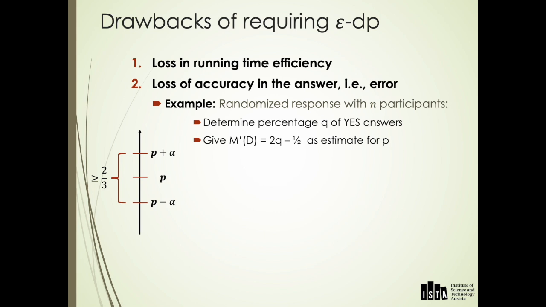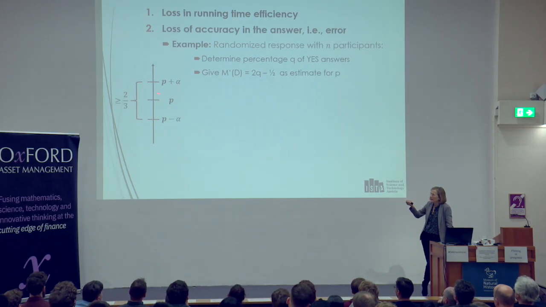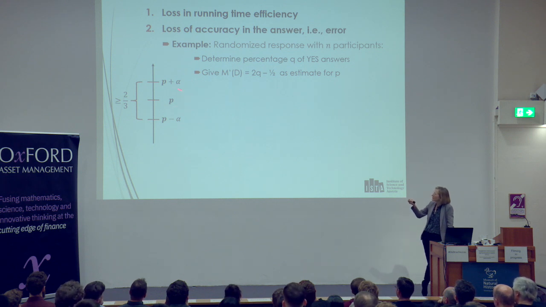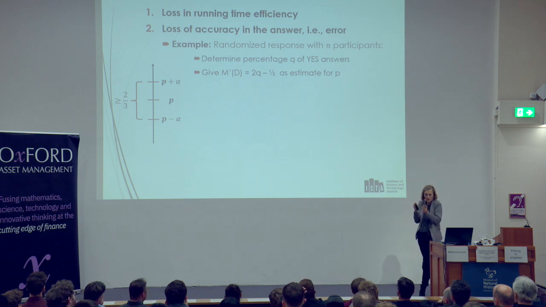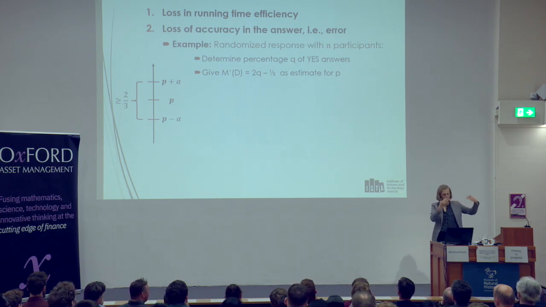There's also a variant with some arbitrary parameter beta, but for this talk, I'll just plug in 2/3. So the accuracy is the alpha such that with probability at least 2/3, the answer that you get will fall into this range. And of course, you want the alpha to be as small as possible because you want to be as close as possible.